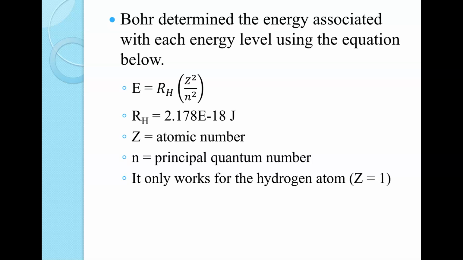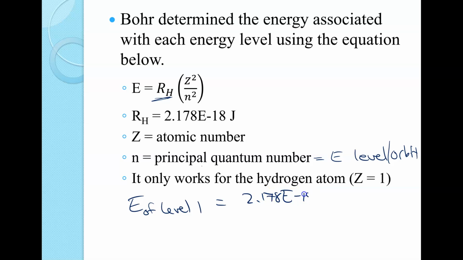Okay, so Bohr determined the energy associated with each energy level using the equation before. So this is a constant. Z is the atomic number, and n is the principal quantum number. That is the energy level or the orbit, because remember back then they didn't have orbitals. But it only works for the hydrogen atom. So if I had to do the energy of level 1, it's 2.178 E negative 18 times 1, because that's the atomic number, over the energy level squared. That's the energy of it.